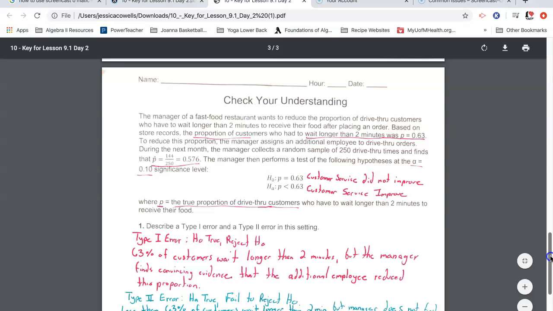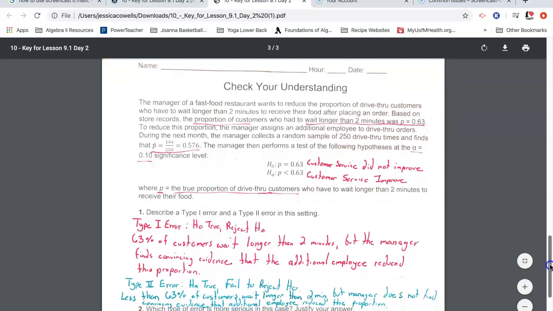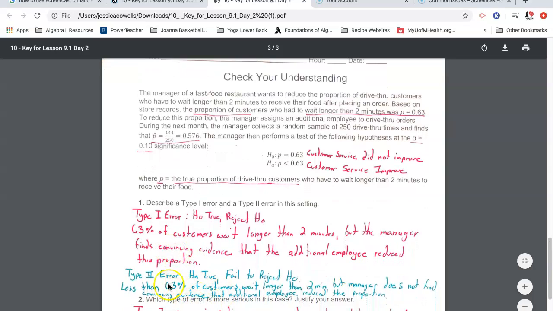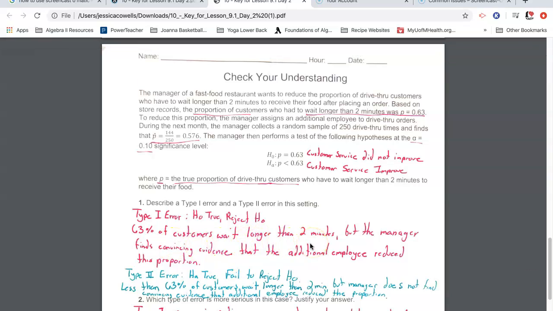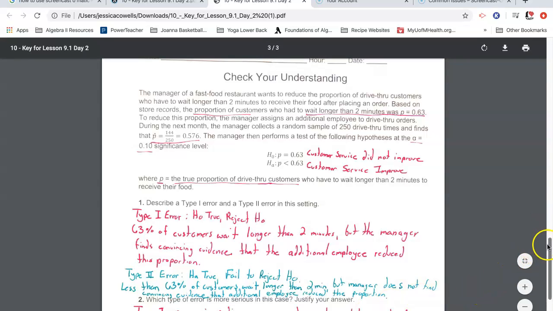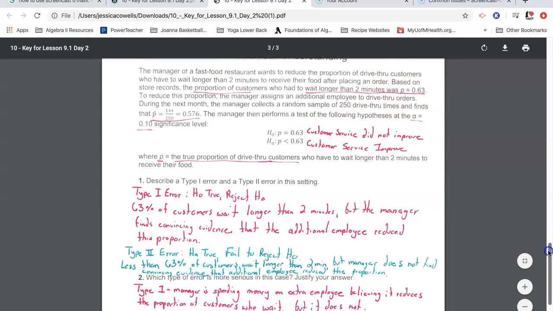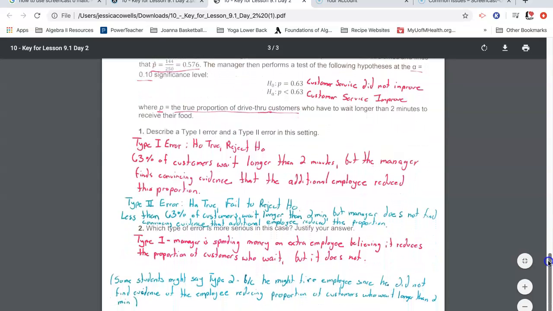So which type of error is more serious in this case? Justify your answer. My opinion, I wrote, is type 1 error is more serious. What's going to happen here is the customers are actually waiting longer than 2 minutes, but he thinks that additional employee is reducing the time that they wait. Well, he's spending more money on an extra employee, believing it reduces the proportion of customers who wait, but it's really not happening. Now, some students might argue and say type 2.